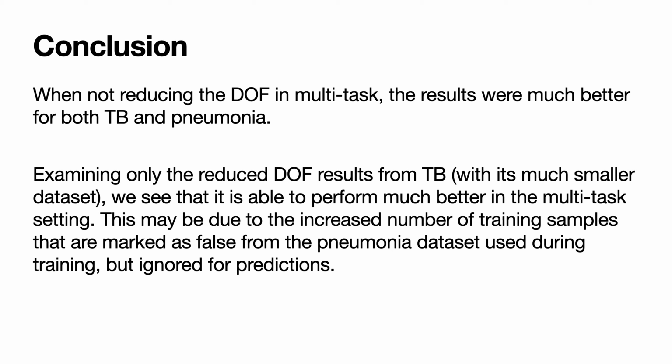So in conclusion, when examining the reduced degrees of freedom from the TB model, we see that it is able to perform much better in the multitask setting. This may be due to the increased number of training samples that are marked as false from the pneumonia dataset, used during training but ignored for prediction.